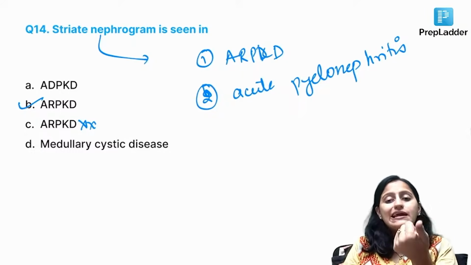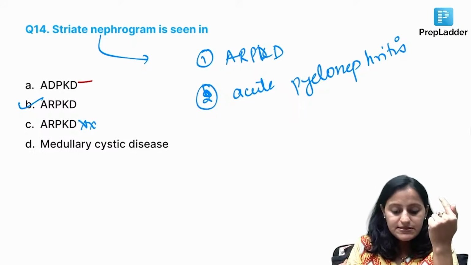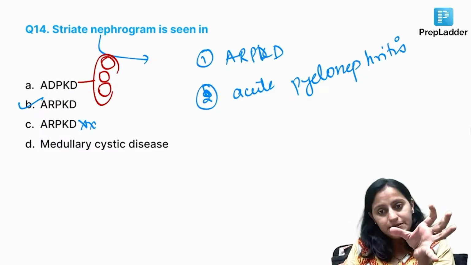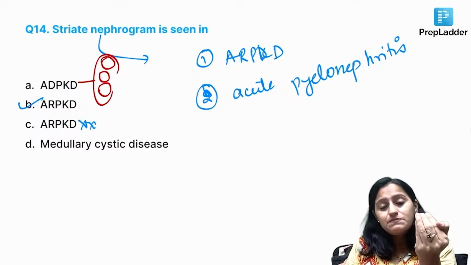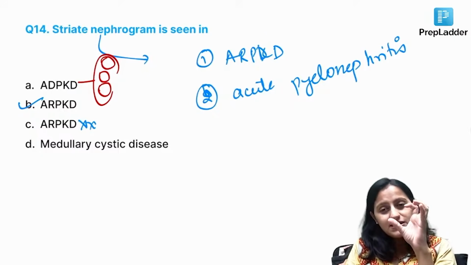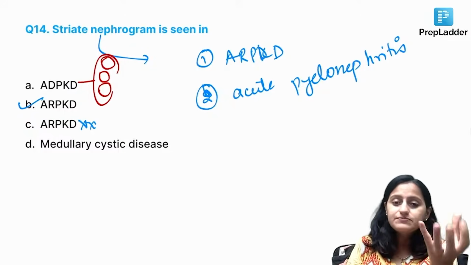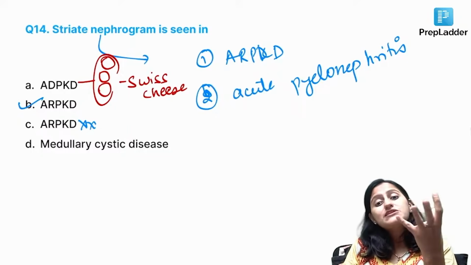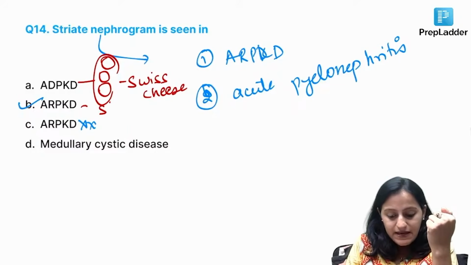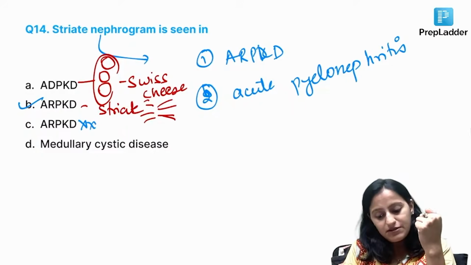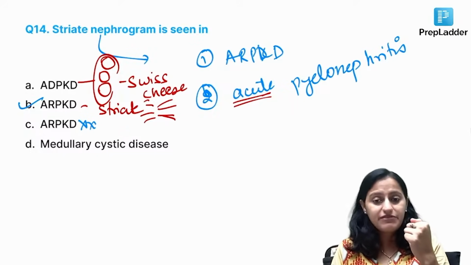The difference between ADPKD and ARPKD is in ADPKD you have large cysts in the kidney. So when you do IVP, what appearance does it give? The cysts do not get filled with contrast. They appear as the holes in the kidney filled with contrast. That is called Swiss cheese nephrogram. Swiss cheese appearance. ARPKD gives the striate or the sun ray appearance. Okay, same thing you see in acute pyelonephritis.